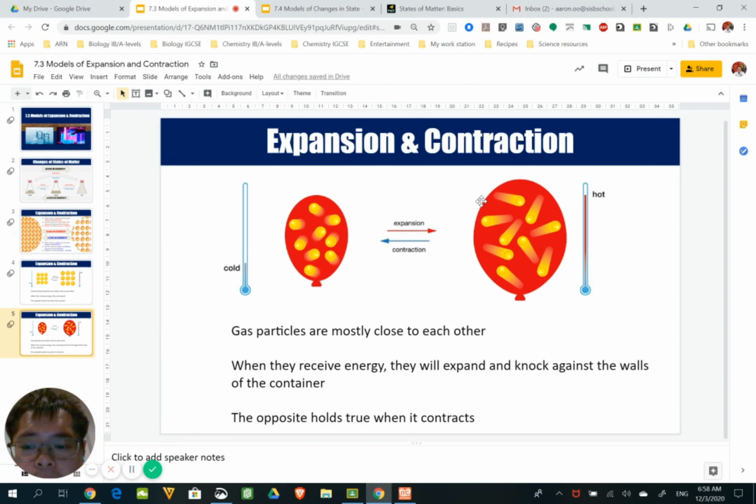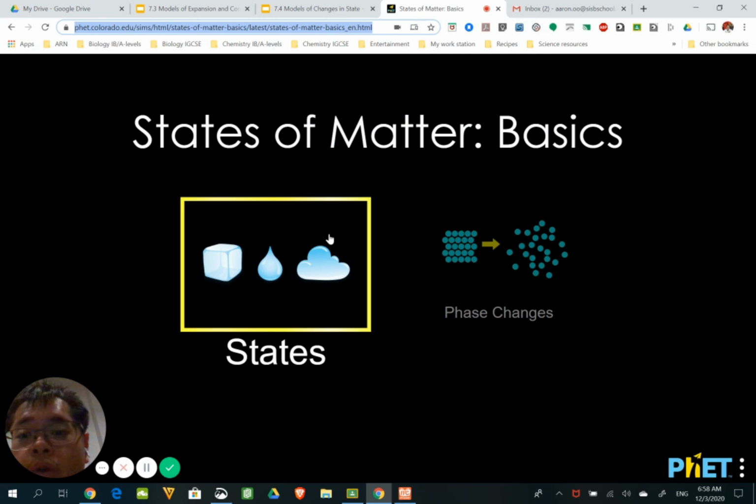Okay. Now, I will also attach one link which I think you will find very interesting and a little bit interactive for you to look through. Okay. So this would be what I call the PhET interactive model of the states of matter. I wouldn't worry so much about phase changes. I'll concentrate more on the states first. All right. So let's go.